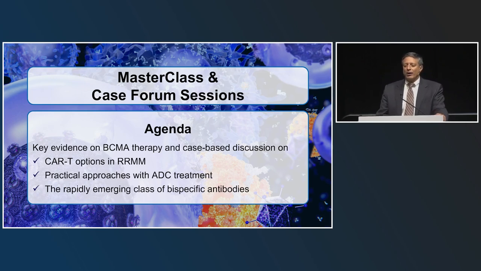So we're going to do a couple of case forum sessions, talking a little bit about CAR T cells. We're going to talk a little bit about antibody-drug conjugates. We're going to talk a little bit about bispecifics, and then we're going to do some open Q&A and really open discussion between Dr. Patel and I on some of these challenges and what the data really helps us to do in the near future.